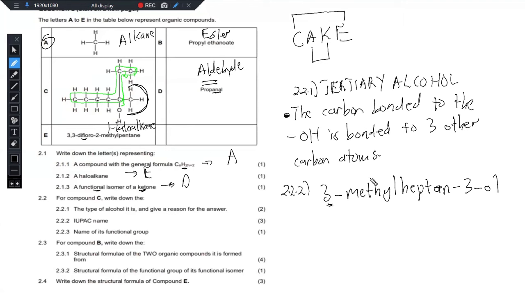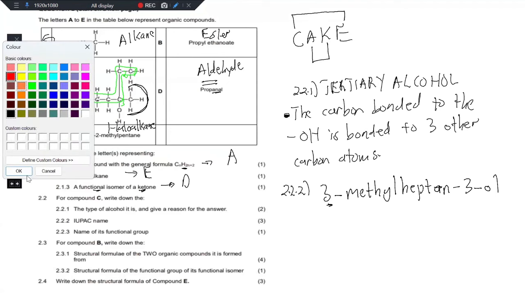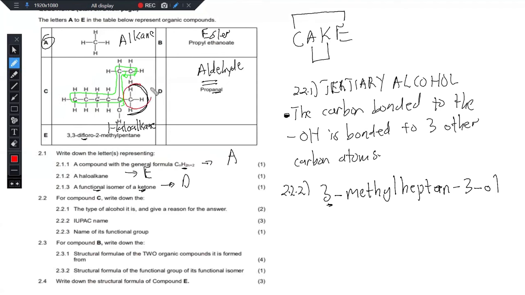So the 3 here indicates the methyl branch, which we have here. So that's our methyl branch in carbon number 3. But also in carbon number 3, we have the hydroxyl group. So 3-methyl to indicate that we have a methyl branch in carbon number 3, and heptan-3 to indicate that we have a hydroxyl group in carbon number 3. Then -ol indicates that this belongs in the alcohol homologous series. So the suffix is -ol. Okay, right. So that would be the IUPAC name.